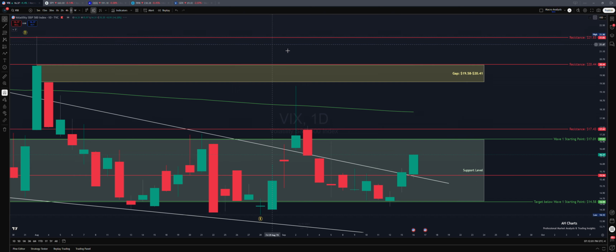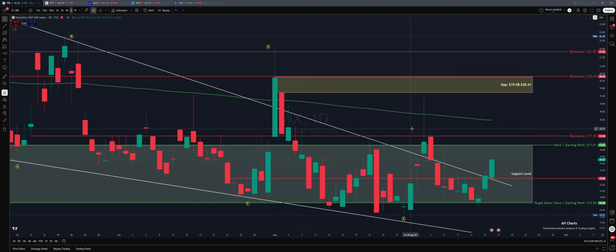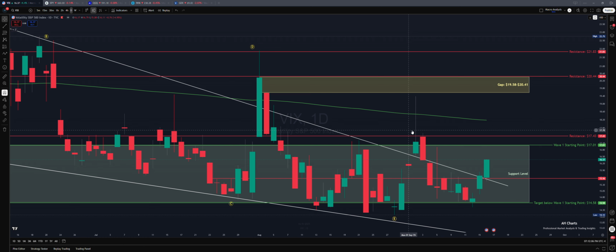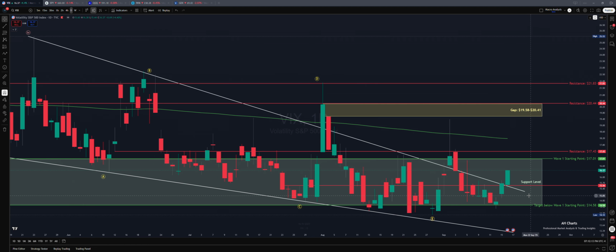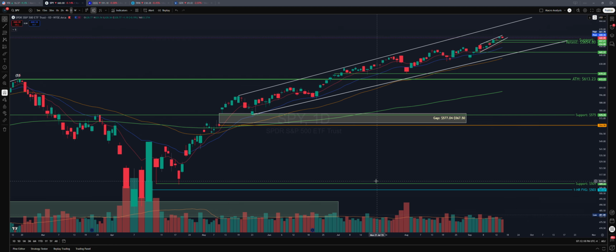So be cautious tomorrow on FOMC. A rate cut would be pretty good for the overall market. The market has it priced in, but just want you to be alert on what's going on. Let's look at SPY. Let's look at the indexes.